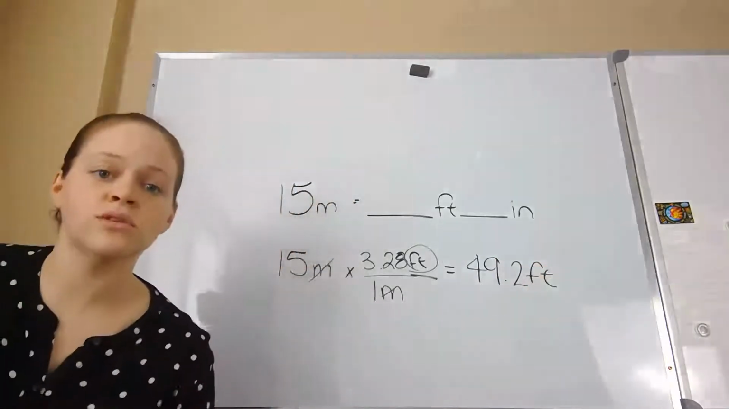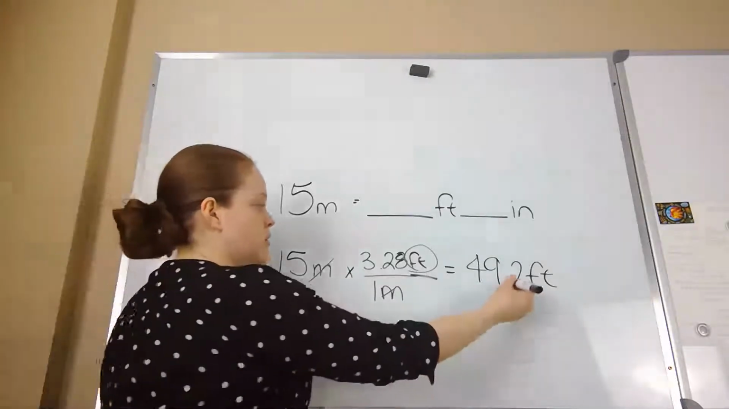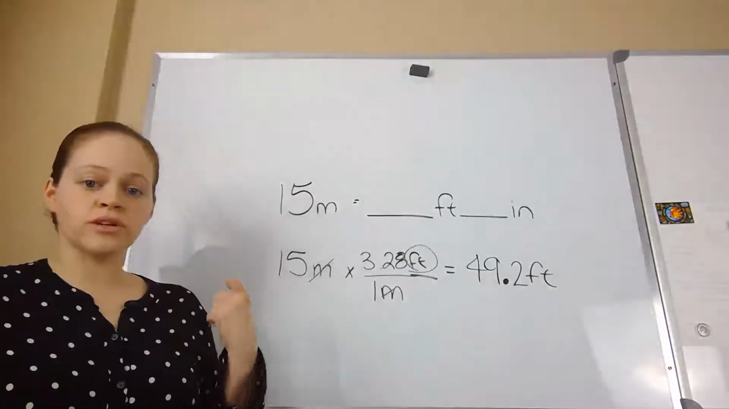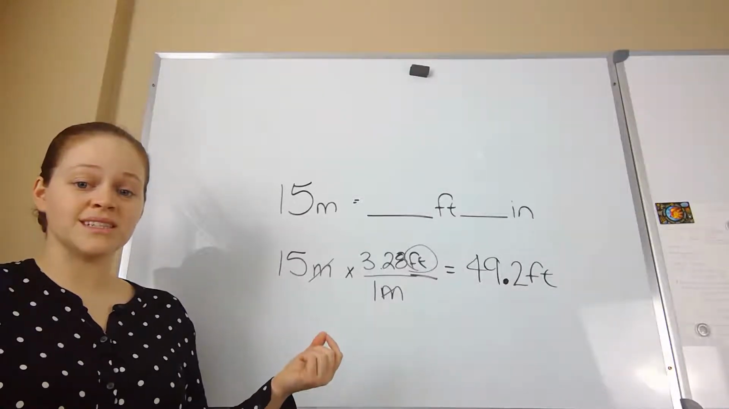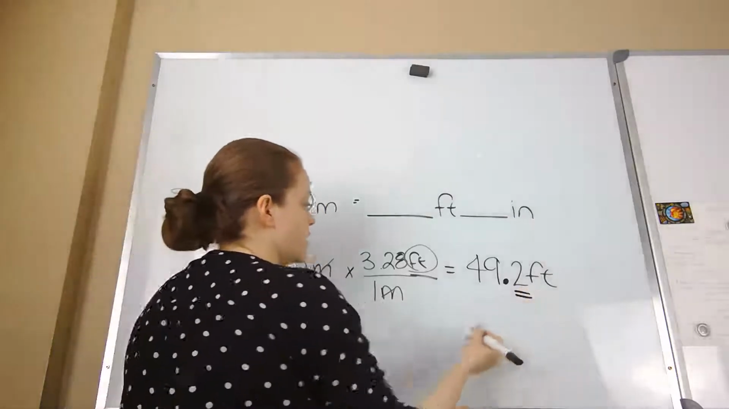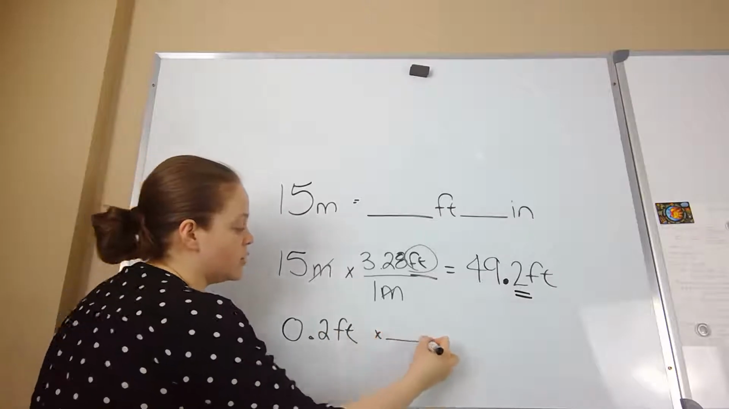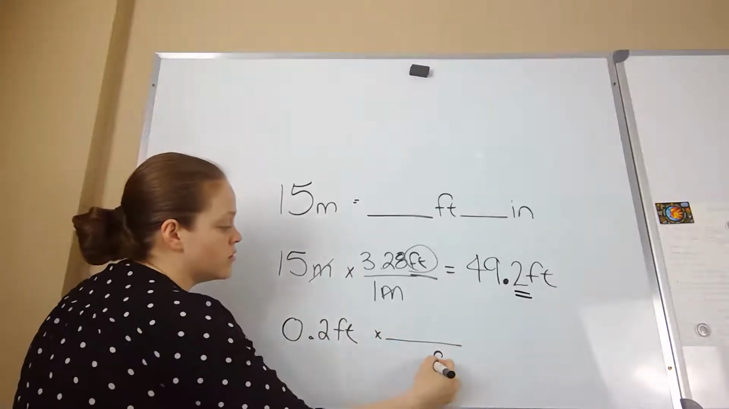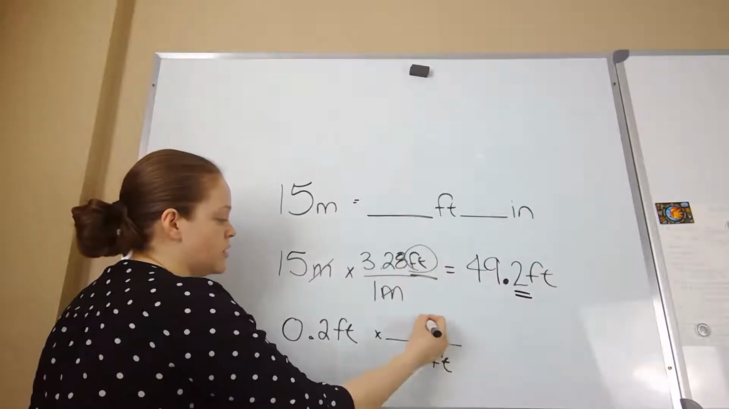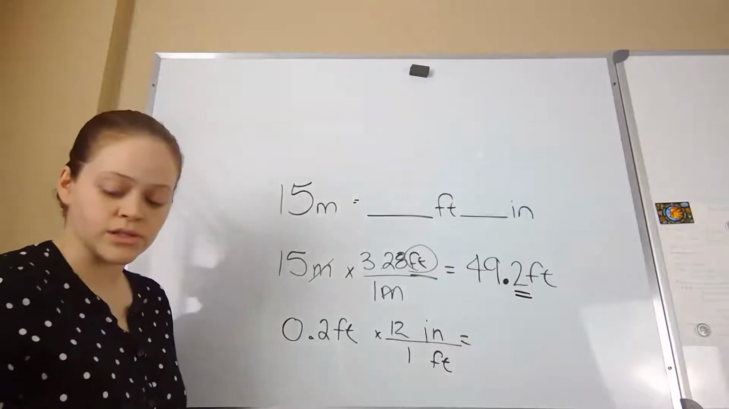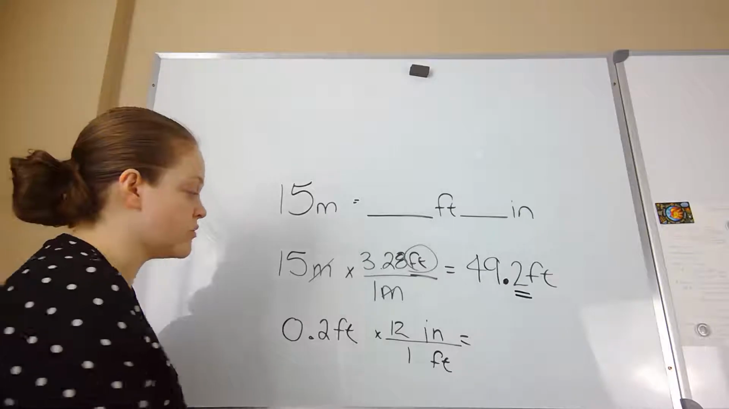All right. And since we want feet and inches, you can't leave it as 49.2. You have to convert it fully. So the only thing we're left to convert is the decimal, just this part right here. So we have 0.2 feet. And for every 1 foot, there are 12 inches. So 0.2 times 12, we get 2.4.